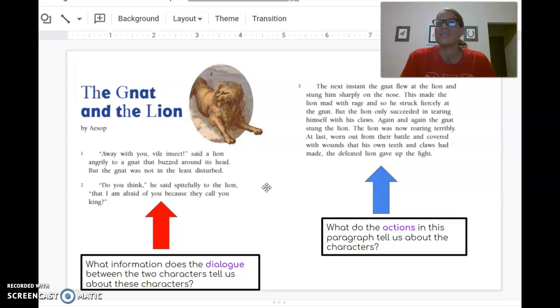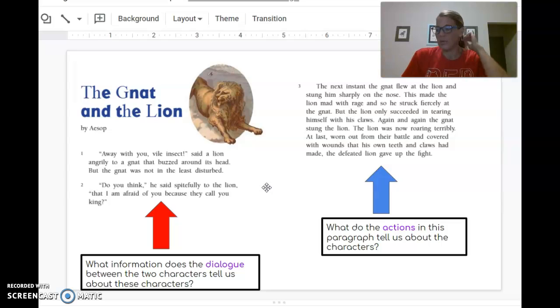But the gnat was not in the least disturbed. So the gnat wasn't worried about that lion and how he felt. "Do you think," he said spitefully to the lion, "that I am afraid of you because they call you king?" This dialogue gives us so much information already about our two characters. So we're going to talk about that in a minute in a chart.